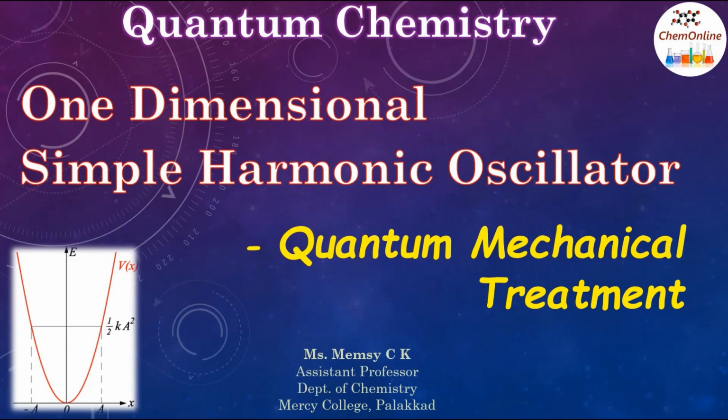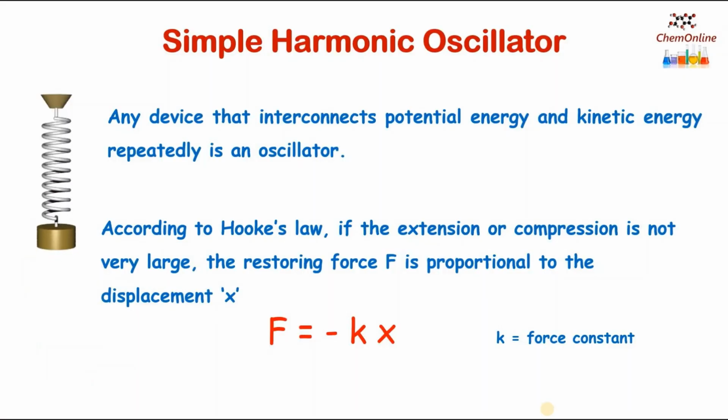Dear students, in this video, we will see how to solve the Schrodinger wave equation for a one-dimensional simple harmonic oscillator and find the eigenfunctions and eigenvalues. Any device that interconnects potential energy and kinetic energy repeatedly is an oscillator. Some examples include a simple pendulum, a mass on a spring, and also vibrating molecules.